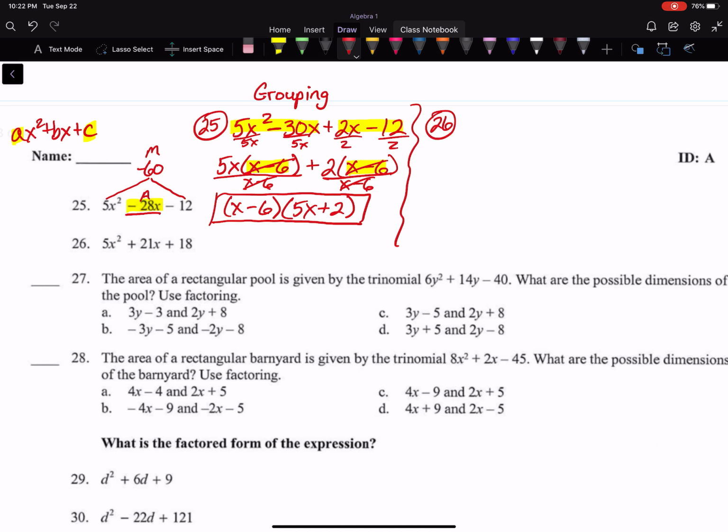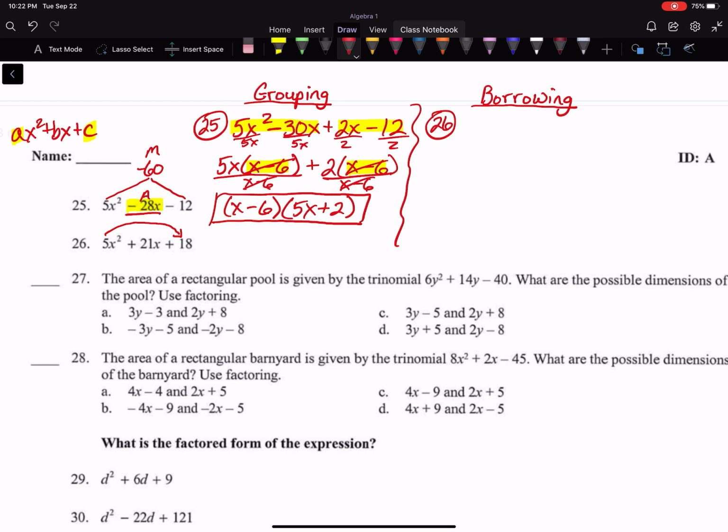26, we're going to do this one by a method that I call borrowing. And again, it does not matter which way you like doing it. They both work, okay? So when I borrow, what I'm going to do is take this 5 and move it over here with the 18. So I'm still multiplying them. I'm still doing a times c. I'm just moving the 5 over.